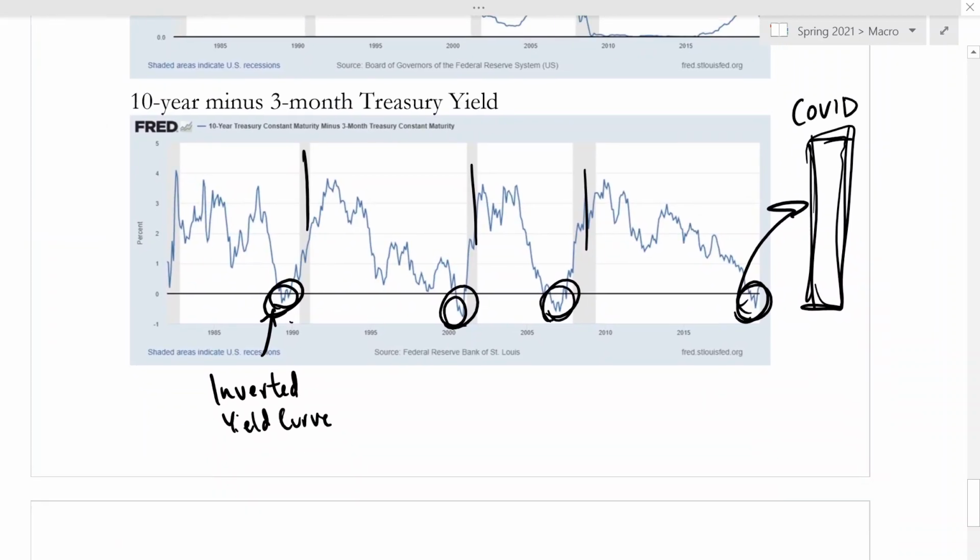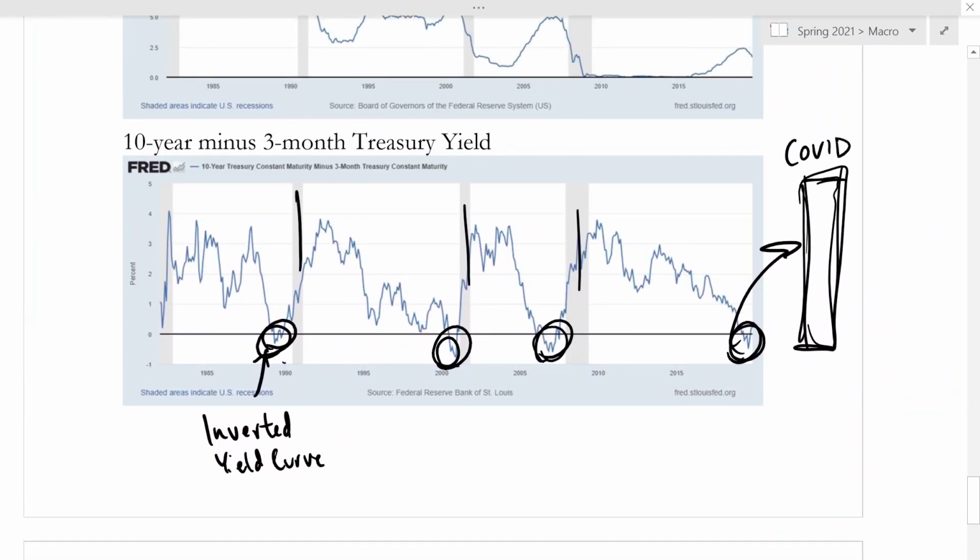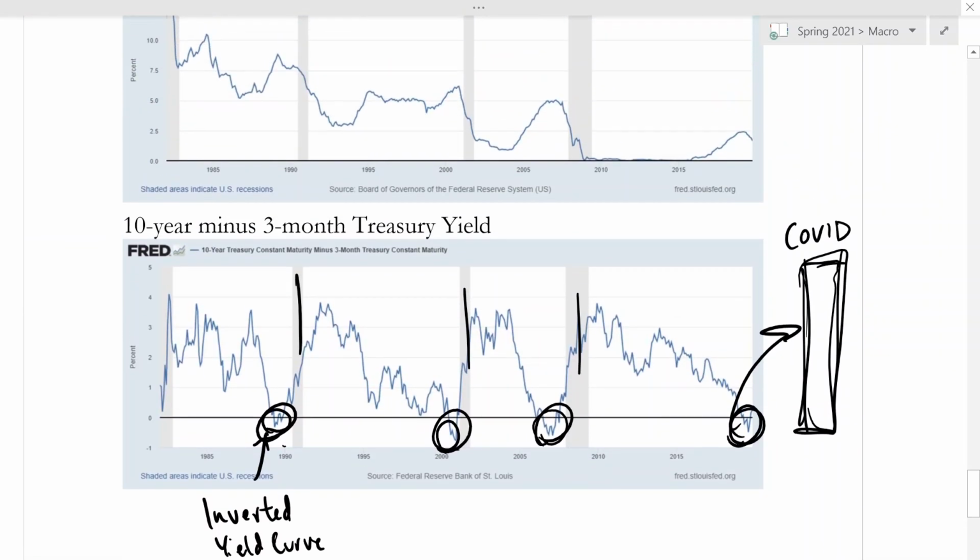So that's a really interesting point. And so it's something that people really keep an eye on and it helps us think about what's going to be happening in the future. The Treasury yields give us signs about what might be coming in the future.